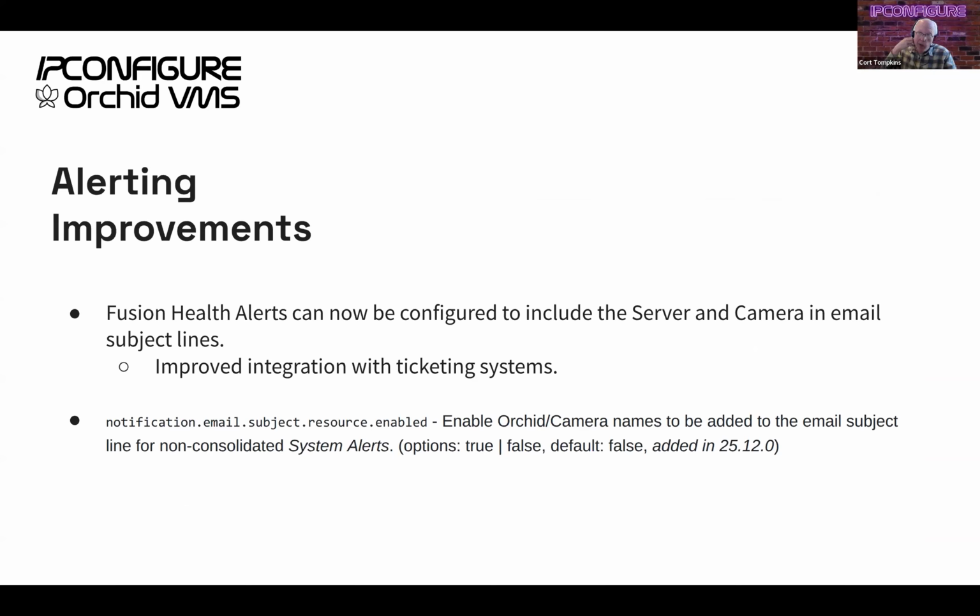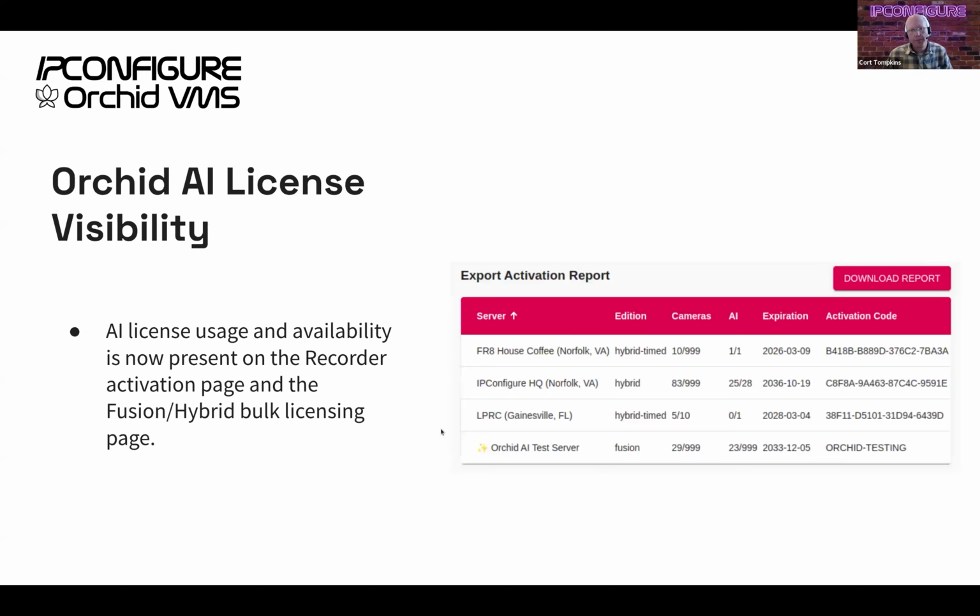So before 25.12, these email alerts always contained the same generic subject. Maybe camera down for more than 10 minutes on a specific site, customer.ipconfigure.com. For folks who have big systems, they want that email subject to be something much more identifying by itself. So in 25.12, we now have a Fusion property that can be enabled that will add the Orchid recording server name as well as the camera name, if applicable, based on the type of alert, to the email subject for better integration into ticketing systems.